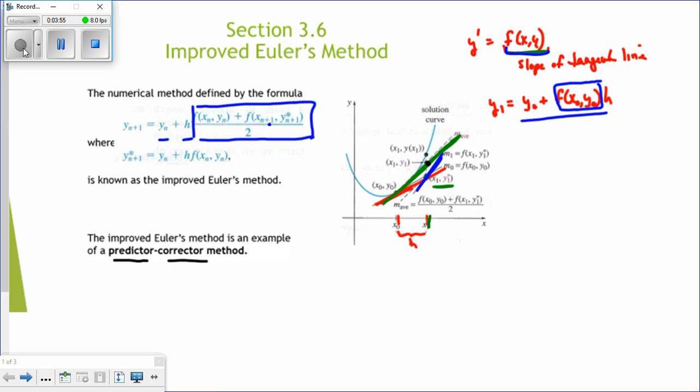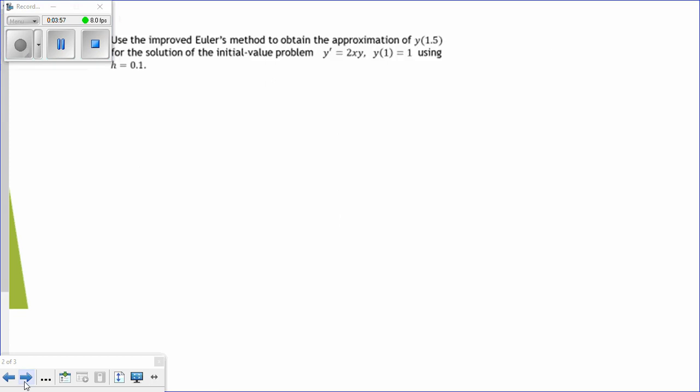So let's see what that might look like. Okay, so I want to use improved Euler's method to get an approximation for y of 1.5. So we're going to let x equal 1.5. That's what we're trying to calculate. And our initial value has x equal 1, y is 1. So this is our differential equation. This is going to give me the slope of the tangent lines at each point.